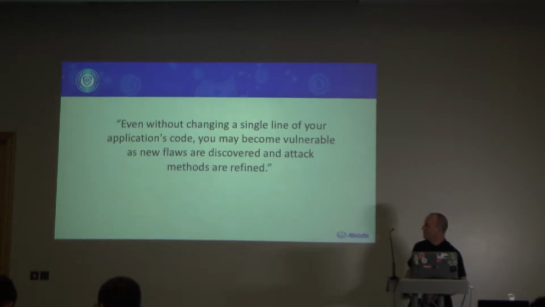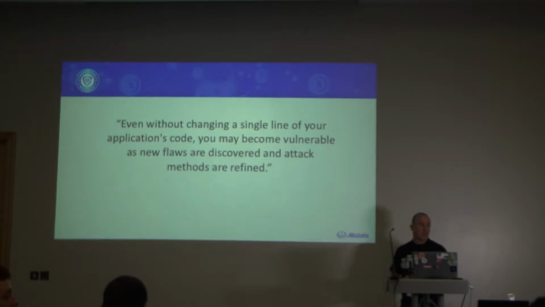So I like this quote. It's directly from OWASP. It's under the constant change section. But if we think about it, even without changing a single line of your application code, you may become vulnerable as new flaws are discovered and attack methods are refined. So if we think about that, your code may be secure, your application may be secure, it may work as intended. However, something may happen, or a new exploit may be found, or a new vulnerability in a library, a tool, the OS, some dependency, and suddenly your application is no longer secure.